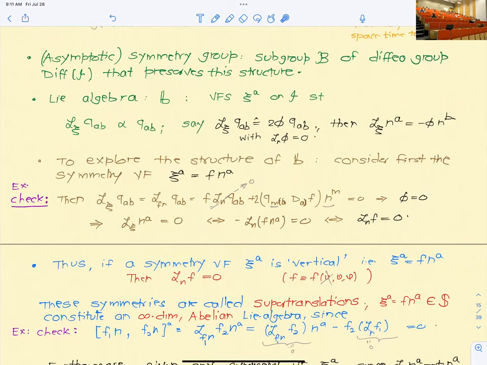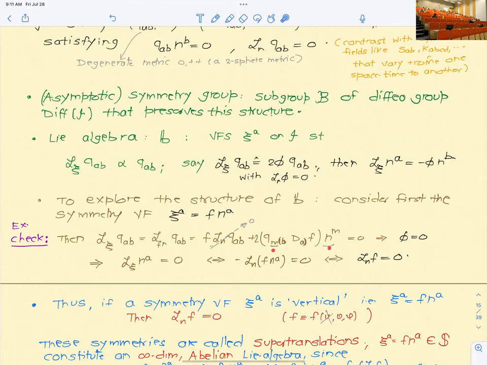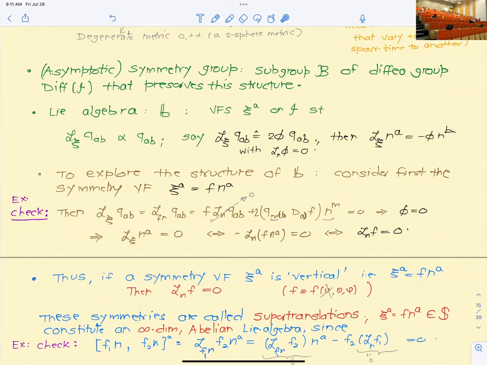Well, you can easily check that Lie_C of Q_ab, you just expand it out, you get the function comes out times Lie_N of Q_ab, but Lie_N of Q_ab is equal to zero. That was one of the defining equations up here. And then the second term I get is a contraction of Q with N, and therefore that is also zero by this condition up here. Therefore, both terms are zero. So it says that this phi that I have up here must be equal to zero. Therefore, Lie_C of N^a should be equal to zero because phi is equal to zero, because the rescaling here and the rescaling here are interlocked. So if this is zero, then this must be zero. And then you expand this out, and that just immediately tells you that Lie_N of f is equal to zero.